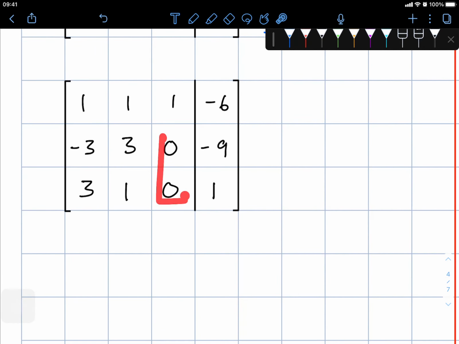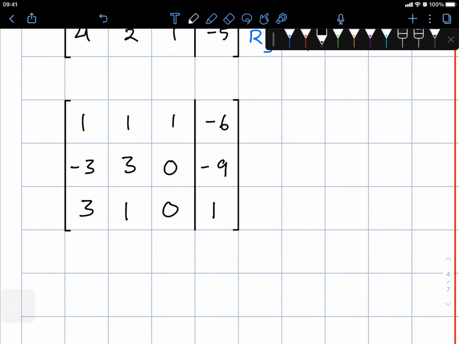Now once these are now 0, let's try and make another 2 0. So wherever I see a 1, I try and make the rest in that column 0. So let's make these 0. Okay, so let's go from there. Row 1. Actually, no, let's simplify this. Let's divide everything. Row 2 divided by 3. That will make it a lot easier. This will become 1. This will become 1. And this will become, it was -9 divided by 3, -3. Even easier now.